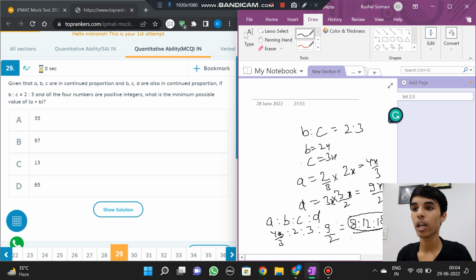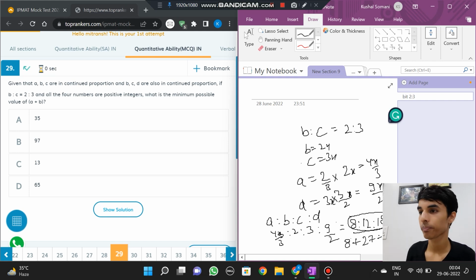And we are asked the minimum value of A plus D. So since there are no common factors, the minimum value will be when the constant in all these cases is 1. So the x in all of these numbers is 1. Hence, the minimum value will be 8 into 1 plus 27 into 1, that is nothing but 35. Hence, the correct answer is option D. I think it is a fairly easy question.